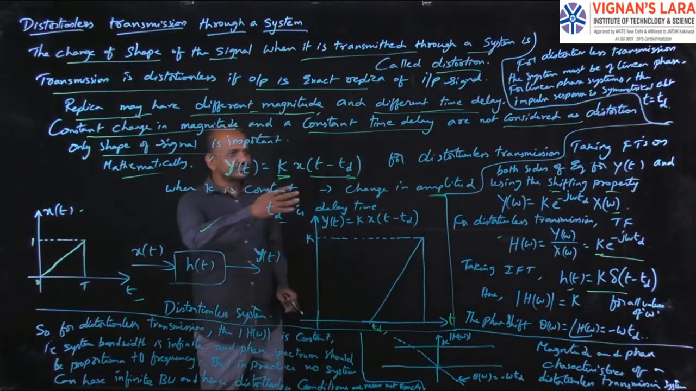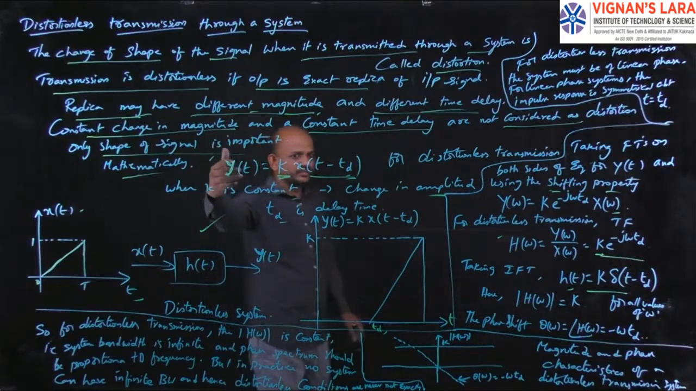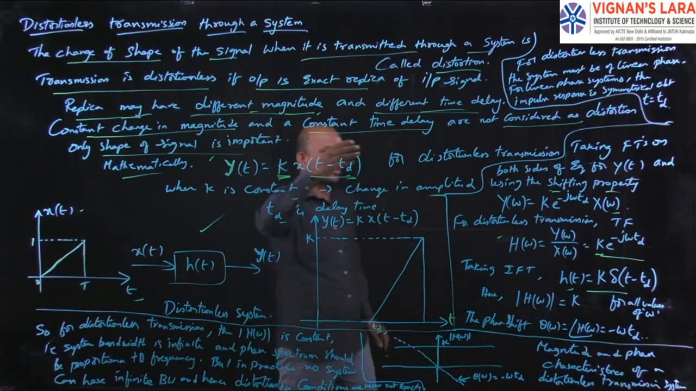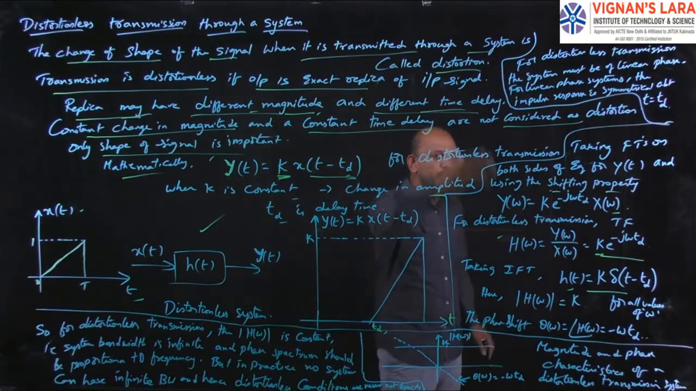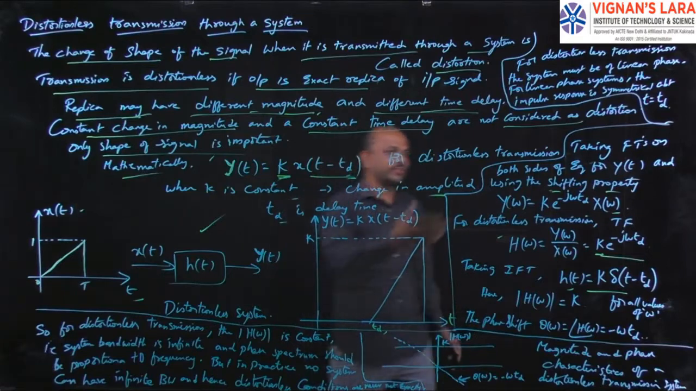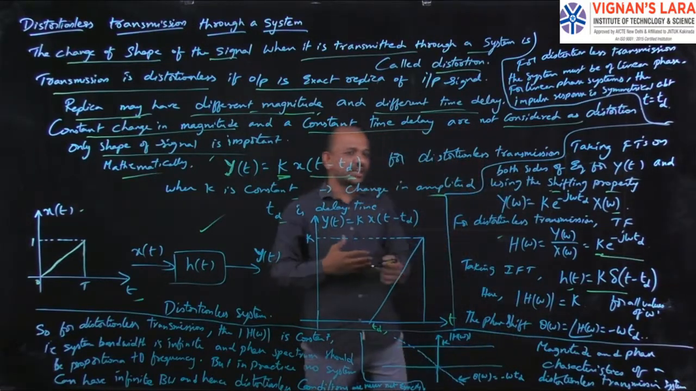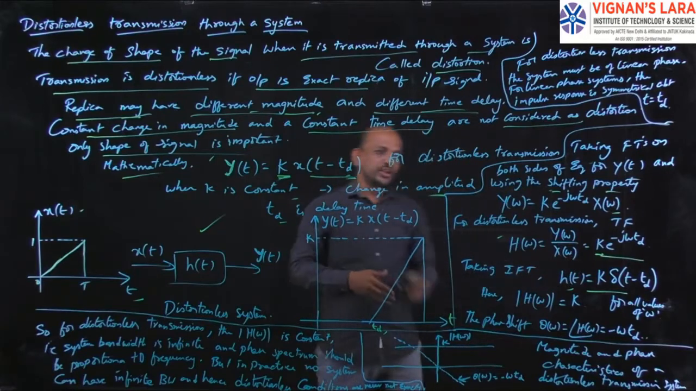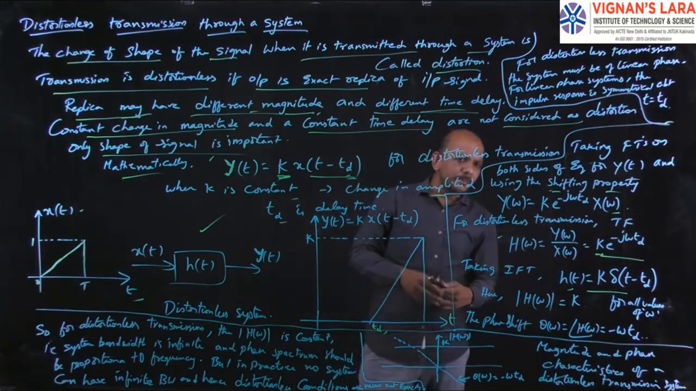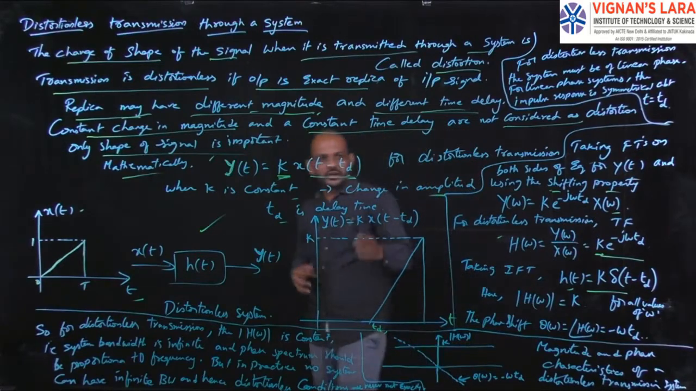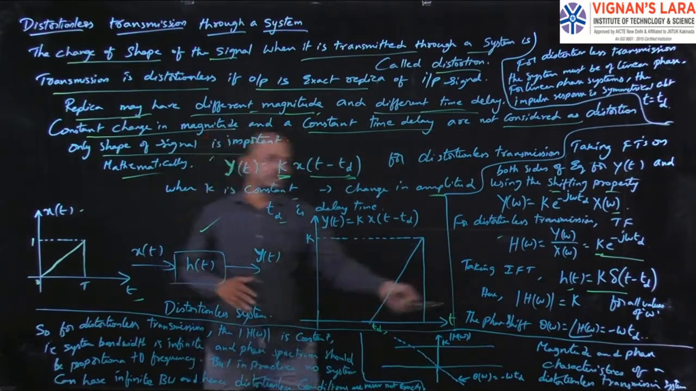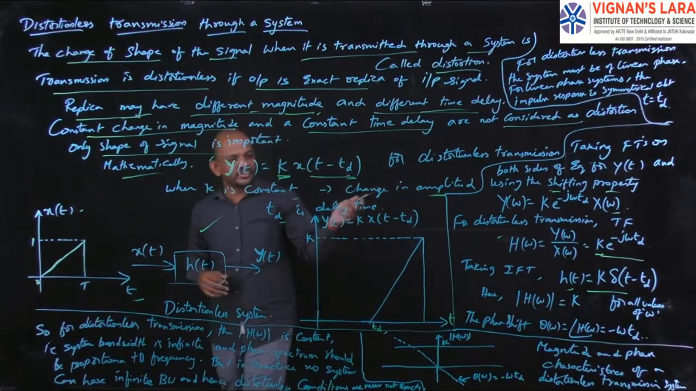So here, first I went for the Fourier transform and, using the time shifting property, found the equation of the output signal in the frequency domain. Then I found the transfer function for the distortionless transmission, and using the inverse Fourier transform, I got the impulse response. Here I went for the magnitude of the transfer function and the phase shift of that transfer function, that is, the magnitude response and phase response. I can draw them using these values.